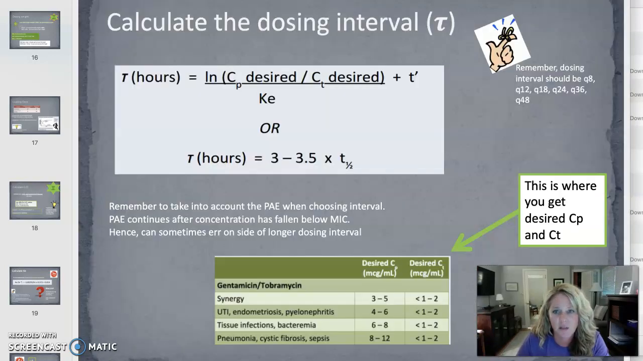Next step is to calculate the dosing interval. The easiest way to do that, you can use this big fancy formula up here and plug in your desired peak and your desired trough, divided by the KE. Or you can simply multiply your half-life by 3 to 3.5, and that will give you an estimated dosing interval. That's the easiest way to do it.